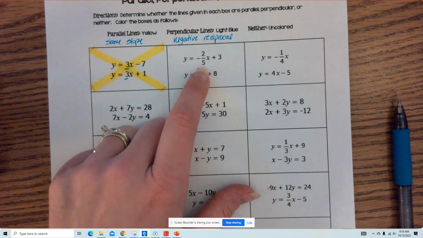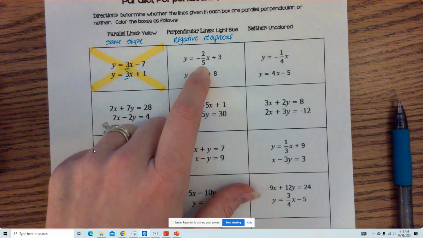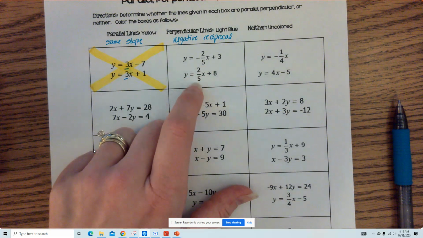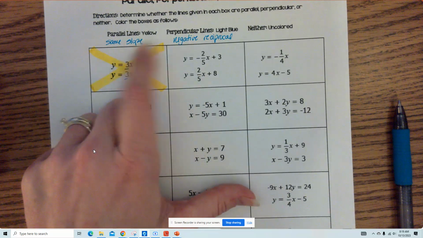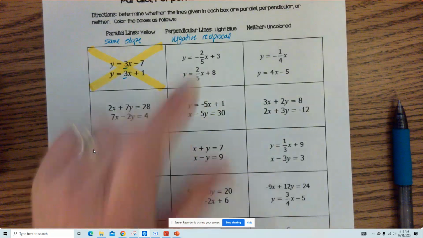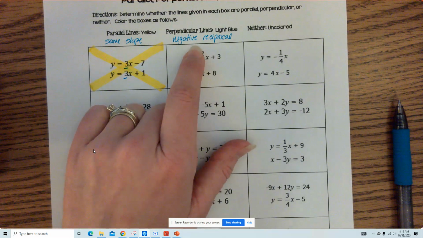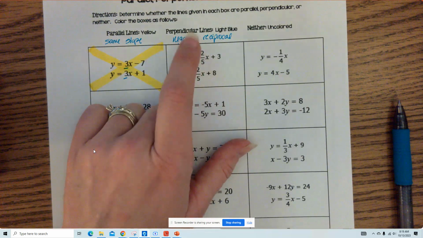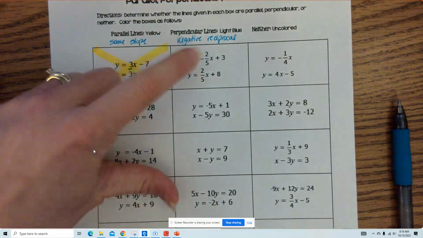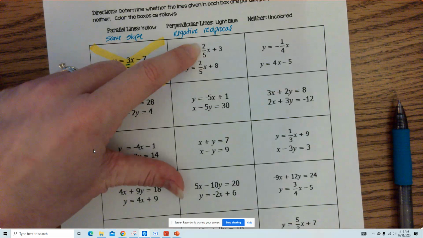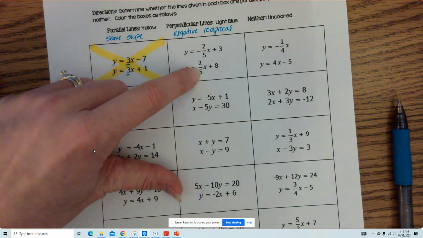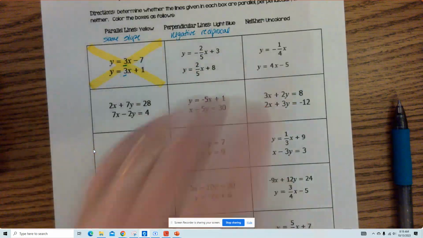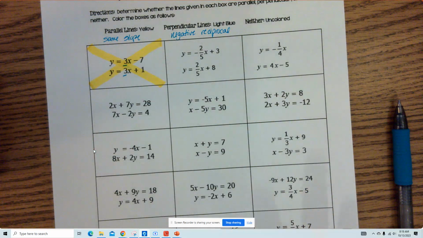All right. This next one, I got a slope of negative 2/5 and I got a slope of 2/5. Are they the same? No, negative and positive aren't the same. Are they negative reciprocals? No, because one has to flip. So the signs are different, but for them to be negative reciprocals, this one would have to be 5 over 2. So that means they're neither. We don't touch it.